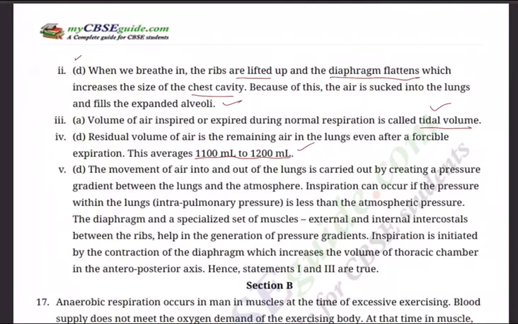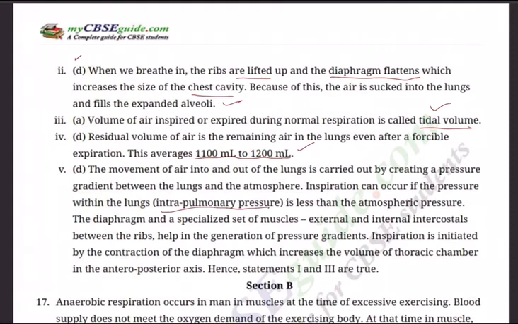Now, diagram based question, question number 15. The following statements are drawn as conclusions for the image shown. 2 diagrams are there. And the correct answer is D. What is that D? 1 and 3 are true. The movement of air into and out of the lungs is carried out by creating a pressure gradient between the lungs and the atmosphere.